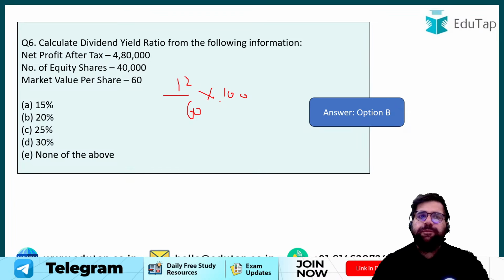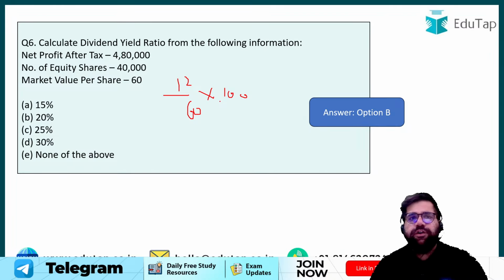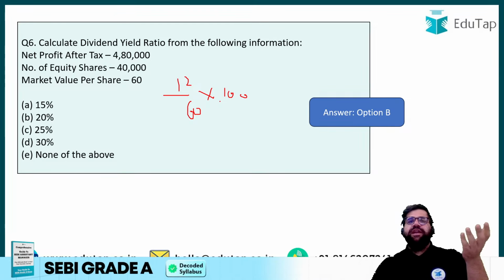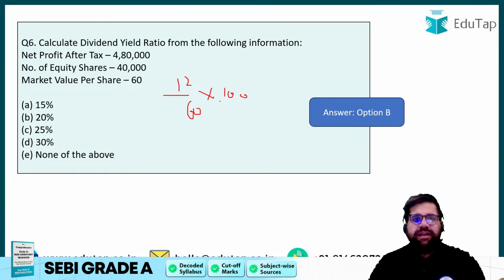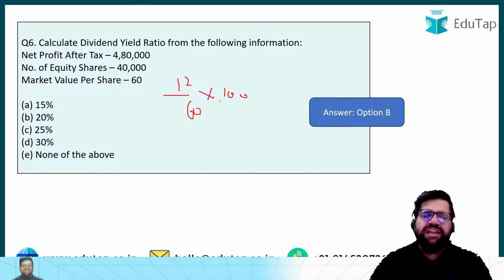In this case, the number of equity shares was 40,000. Net profit after tax is 480, and they have not given you any preference dividend. So 480 minus 0 divided by 40,000, you will get your EPS as rupees 12. It basically shows that your earning per share is 12. Higher the better for most investors.